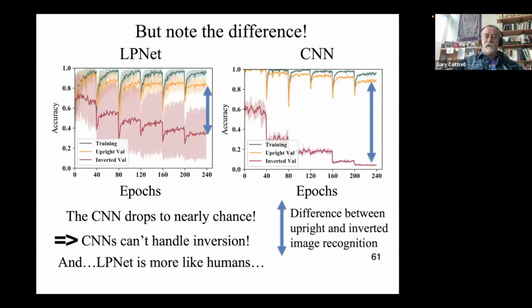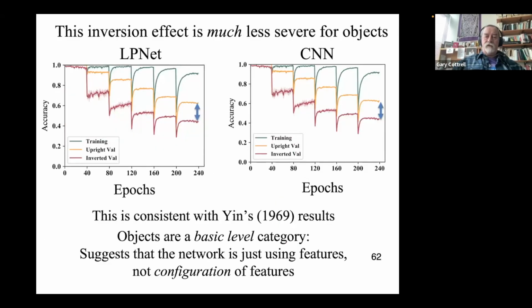So what about, so that's expertise, right? We're all face experts. This network is a face expert. What if we train it on object categorization? Then the inversion effect is much less severe. And the story is that we don't care about the configuration, not as much anyway, for objects. We still take a hit, but the hit is much smaller for inverted objects. Okay, so this suggests the network doesn't care so much about the configuration of the features, just the features themselves.